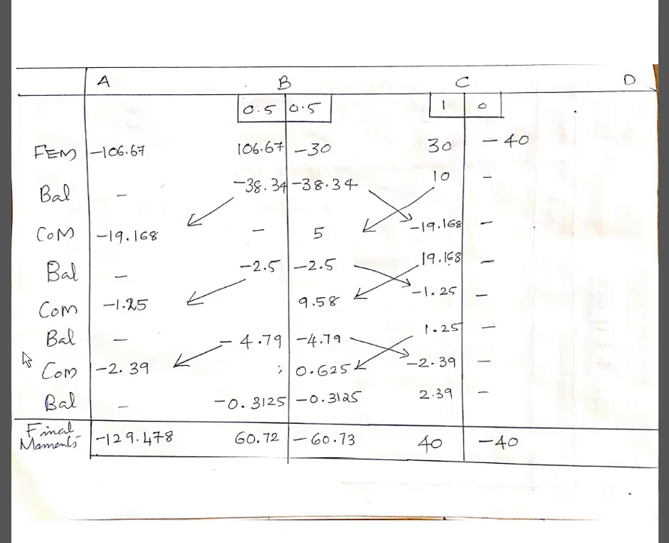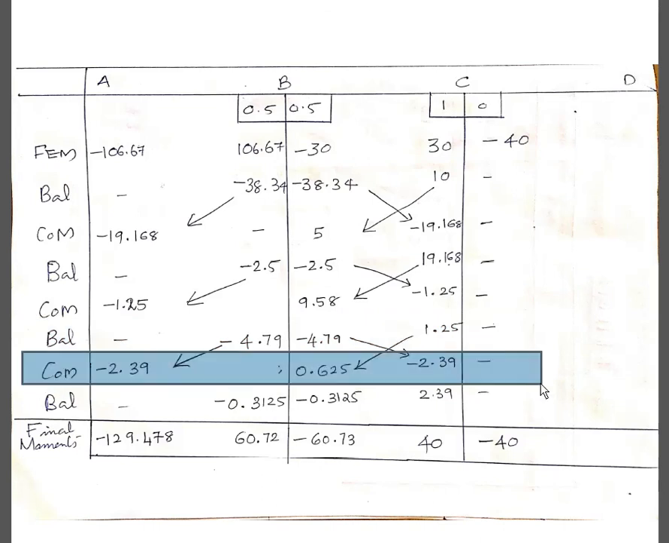So when you carry over, it is minus 4.79. Half of this should be carried to joint A. So minus 4.79 divided by 2, minus 2.39, and again from B to C also it is minus 2.39, and from C to B it is 1.25 divided by 2, 0.625. So one more cycle is over. Now we have to balance again and check if we can stop here.